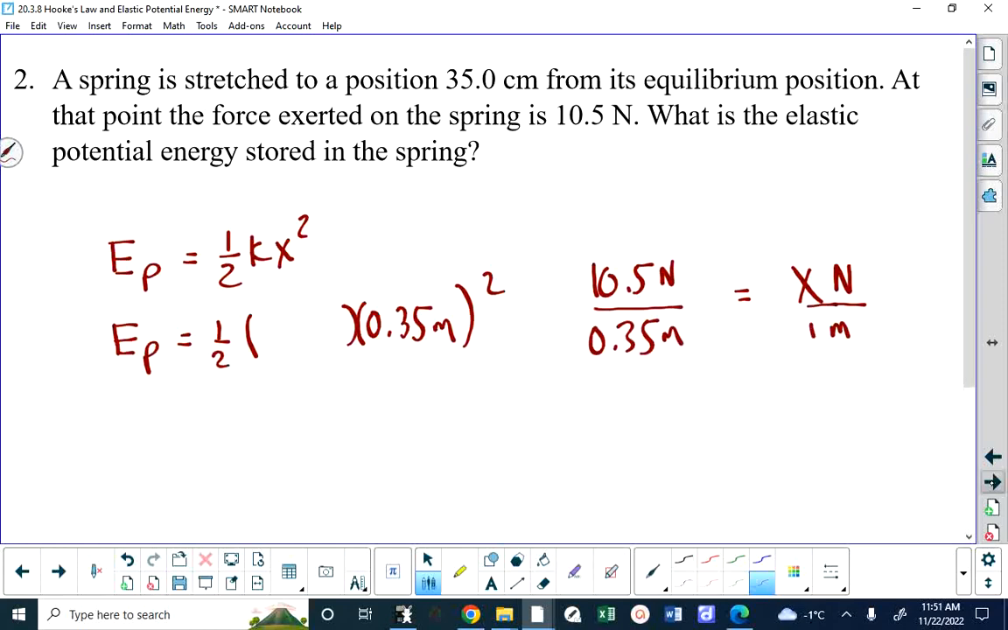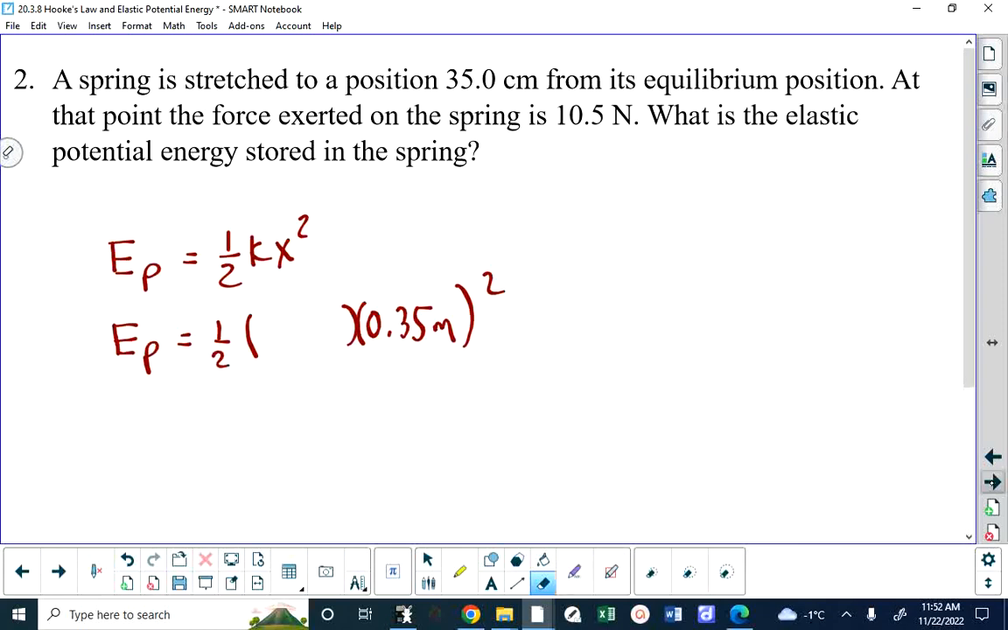and go 10.5 newtons over 0.35 meters, and we could solve for x, right? But by the way, I just want to make sure you understand x is not that number of newtons. It's newtons per meter. We don't even have to do that. Before I show you the quick way to do it, does anybody have any other ideas?